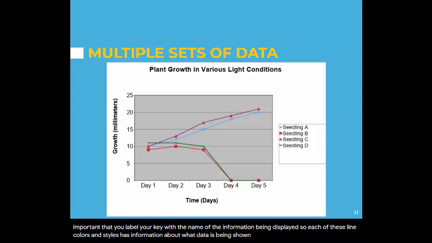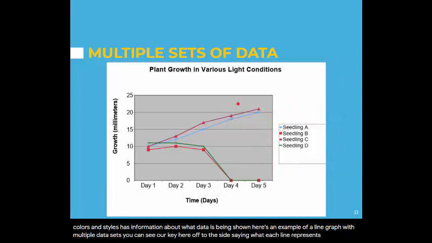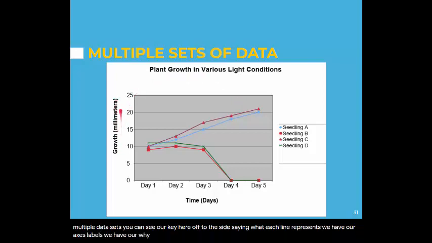Here's an example of a line graph with multiple data sets. You can see our key here off to the side saying what each line represents. We have our axes labels, we have our y-axis with its label of units, we've got our time in days, and we've got our nice title that addresses both the independent and the dependent variables.